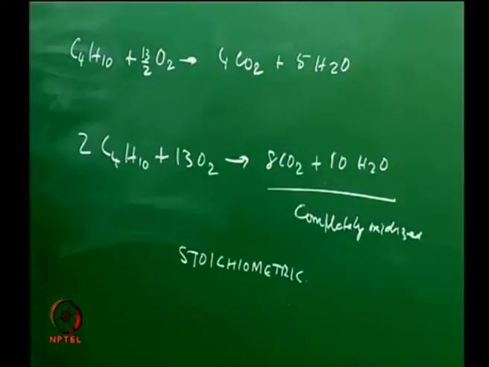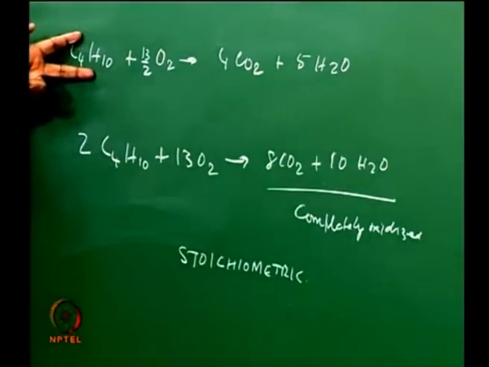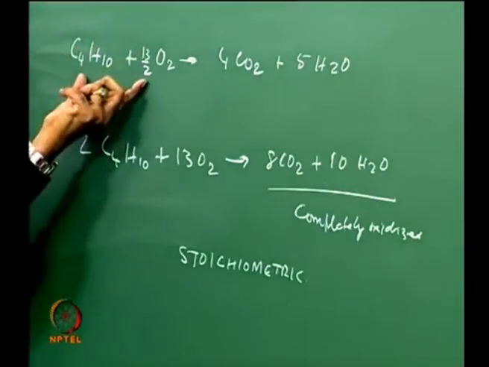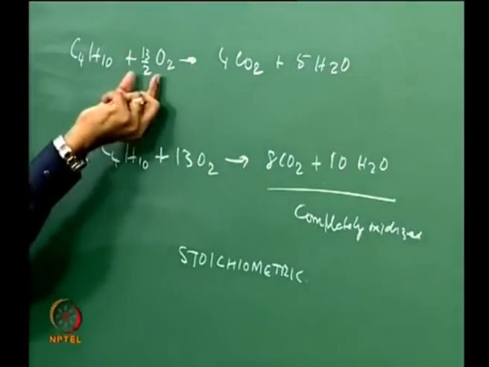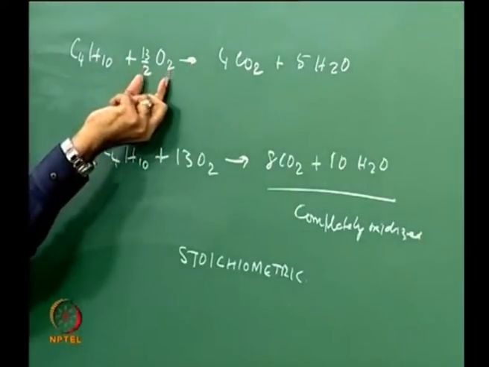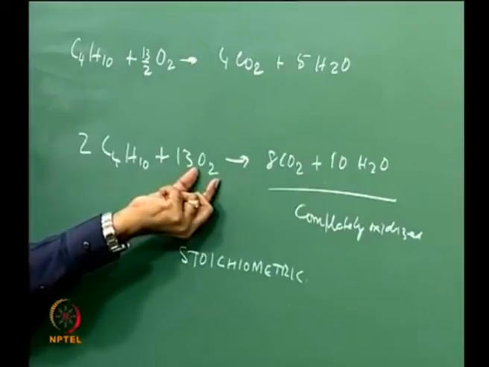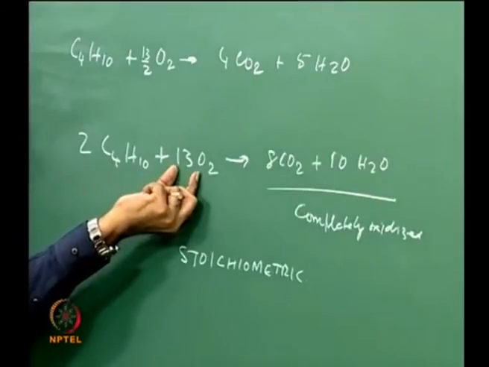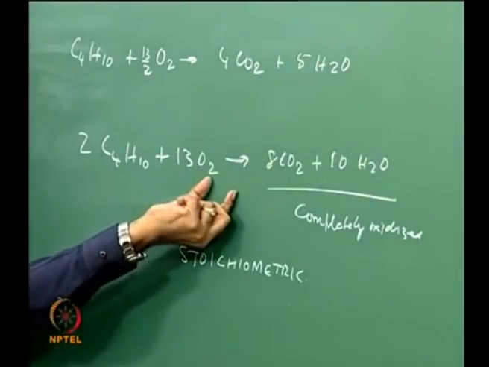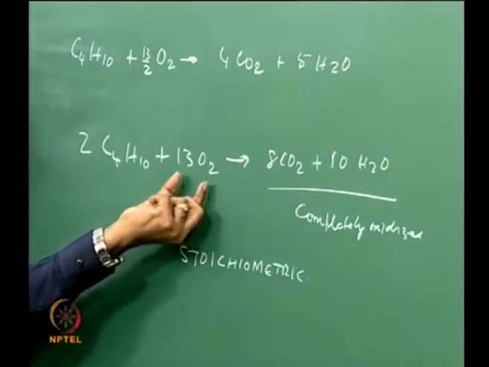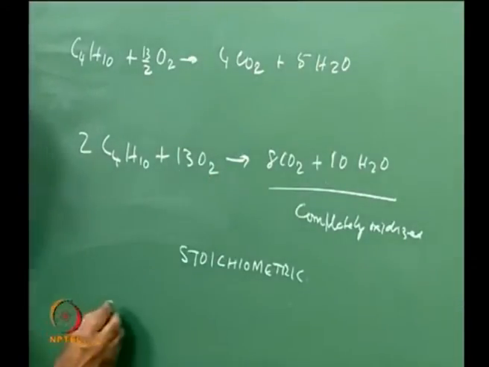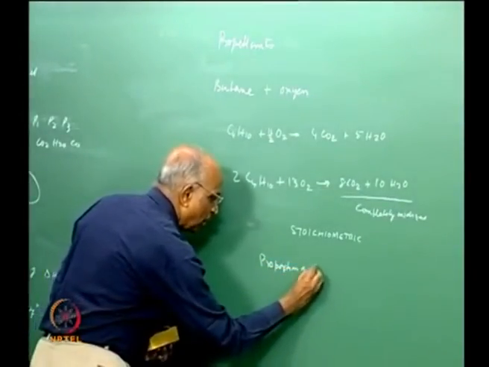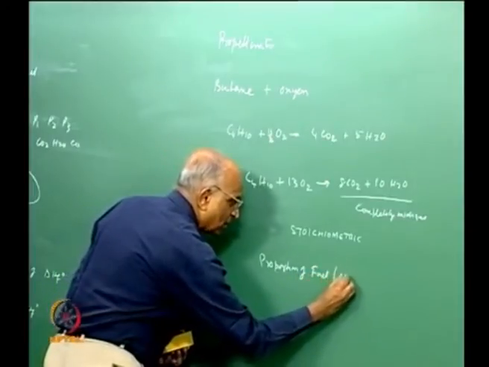But the question is, if I have butane as a fuel, as a rocket propellant, and oxygen as an oxidizer, is it possible that varying the stoichiometry, instead of 13 moles of oxygen for every 2 moles of butane, something like 15 moles of oxygen will give me a better value of C star or a better value of temperature or better heat release? Will that be better? In other words, I would like to consider the proportion of fuel and oxidizer that I require.